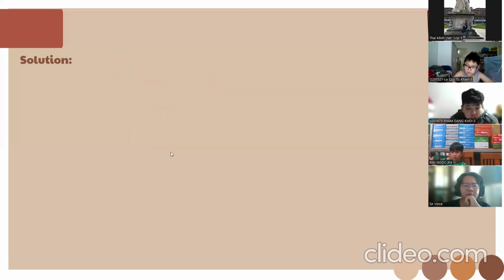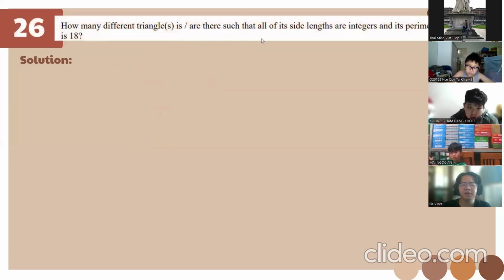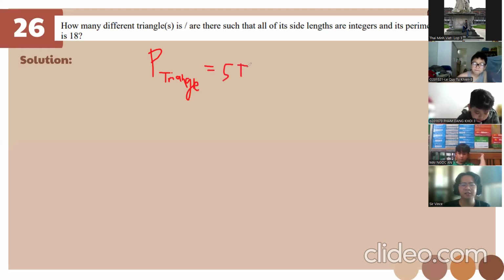So number 26 now. How many different triangles are there such that all of its side lengths are integers and its perimeter is 18? Class, perimeter formula of triangle. It's gonna be side plus side, right? How many sides does a triangle have? So it's gonna be side plus side plus side. So the sum of the three sides is 18.